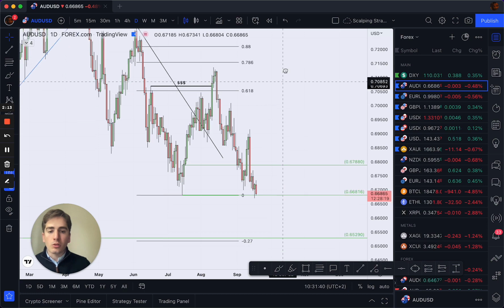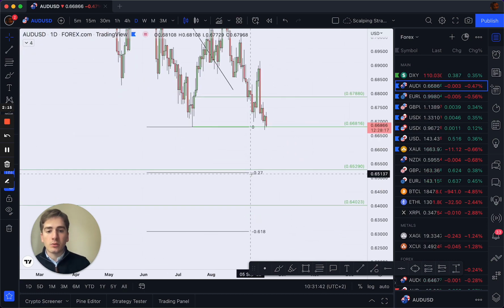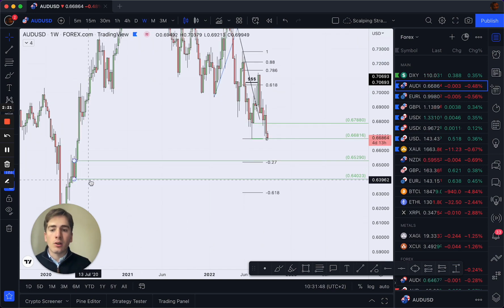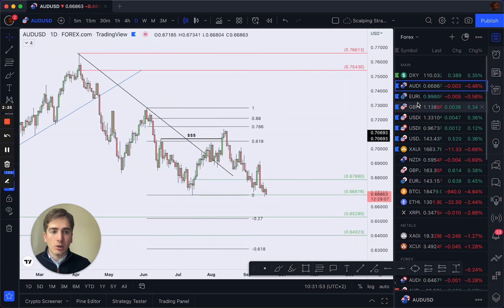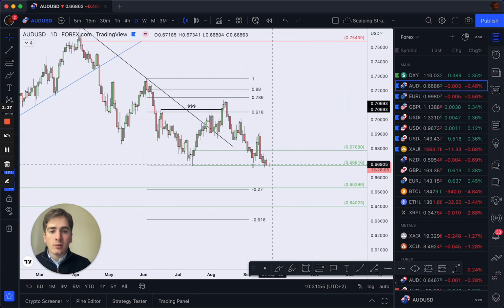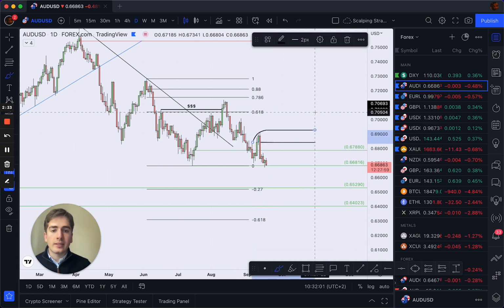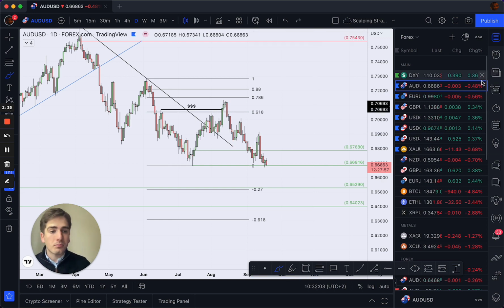And then, of course, we're going to see a push further down towards that minus 27 fib extension level at around 65290, which is our area of weekly demand. So I do definitely see Aussie dollar pushing down lower very, very soon. For now, if we see it close below that 0 level, just wait, for instance, for this area of supply to get hit, for example.